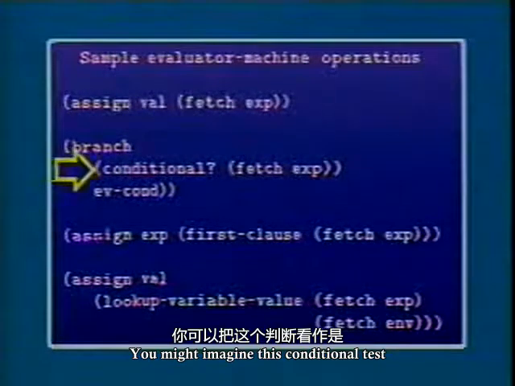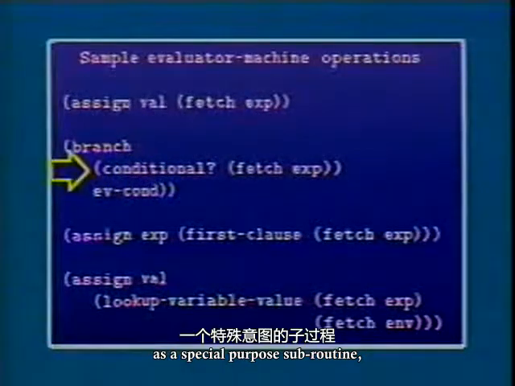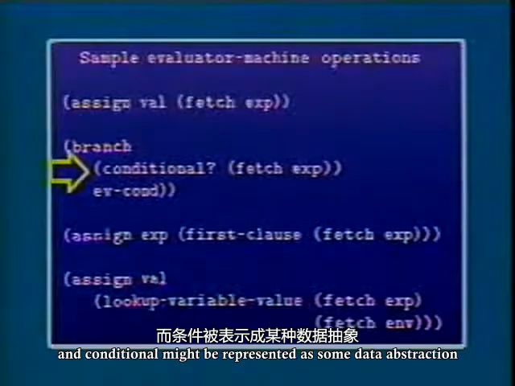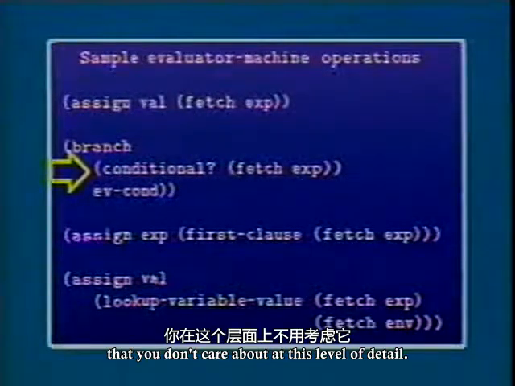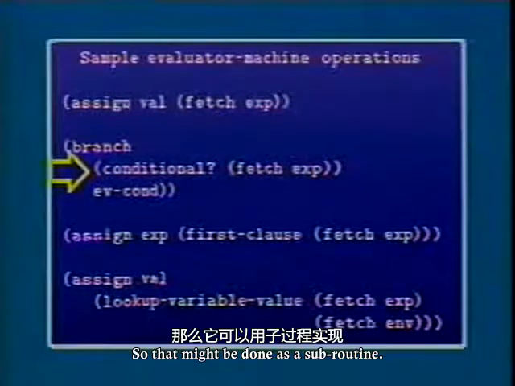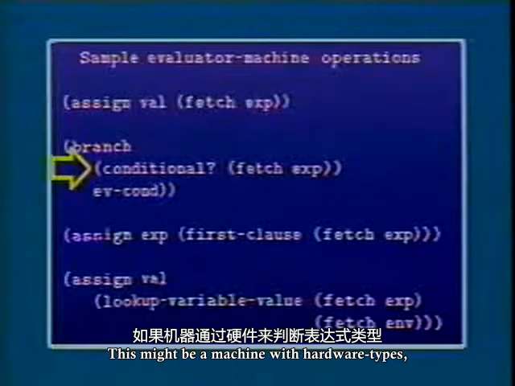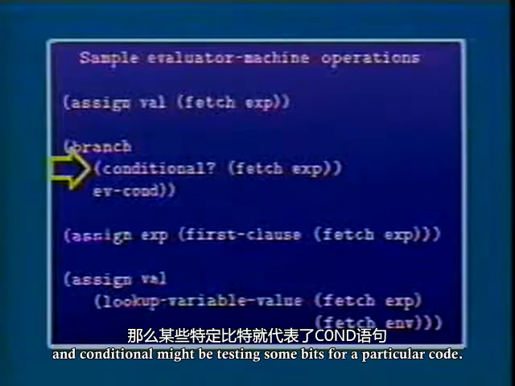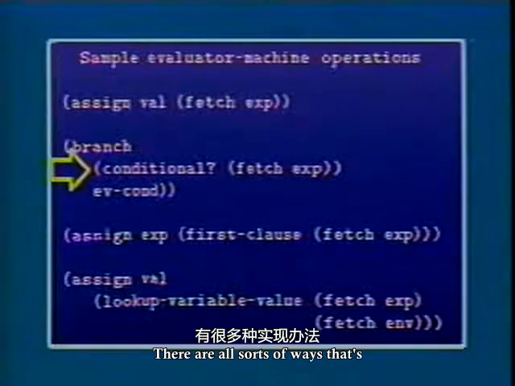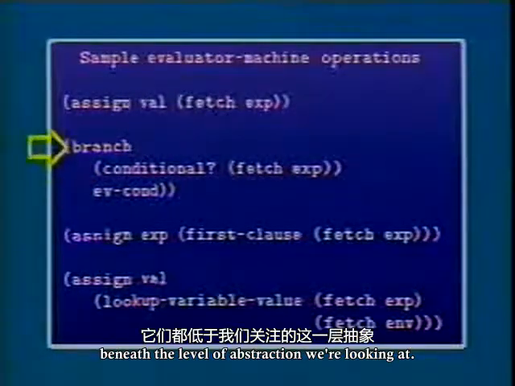You might imagine this conditional test as a special purpose subroutine. And conditional might be represented as some data abstraction that you don't care about at this level of detail. So that might be done as a subroutine. This might be a machine with hardware types. And conditional might be testing some bits for a particular code. All sorts of ways. That's beneath the level of abstraction we're looking at.